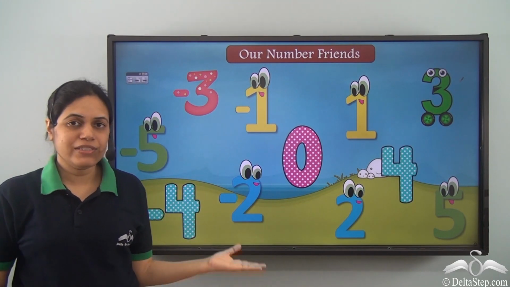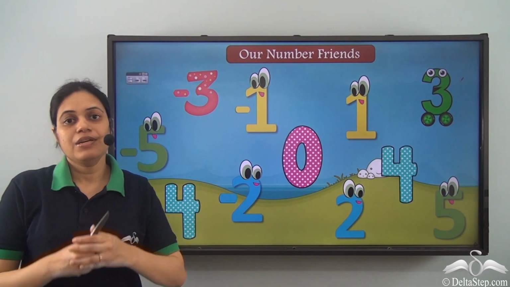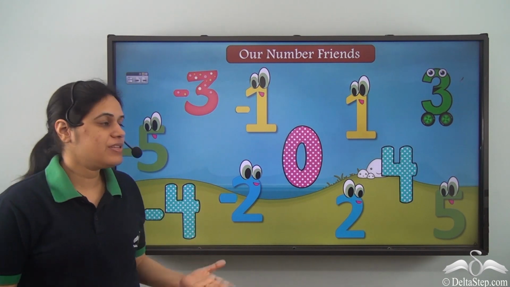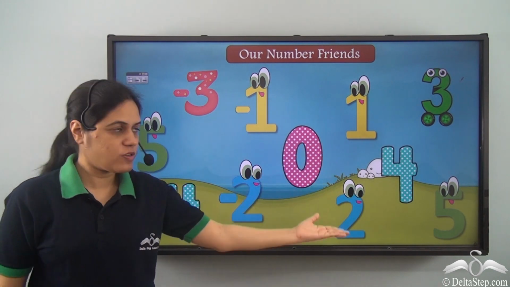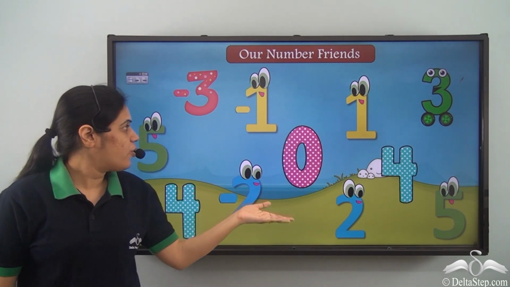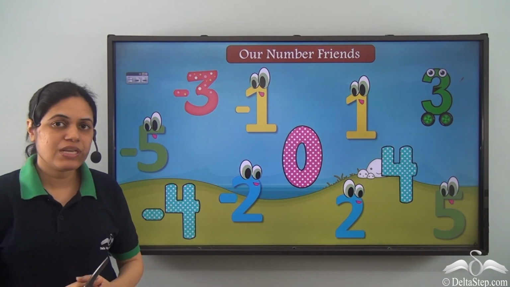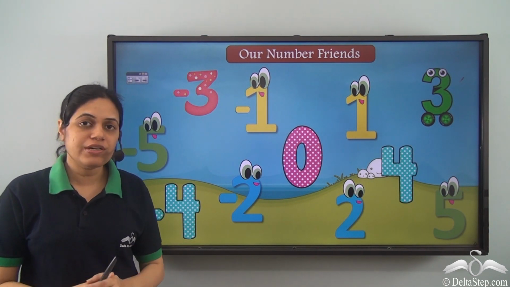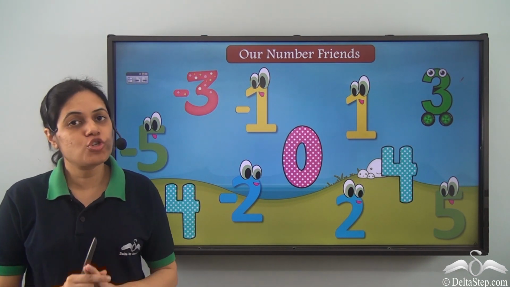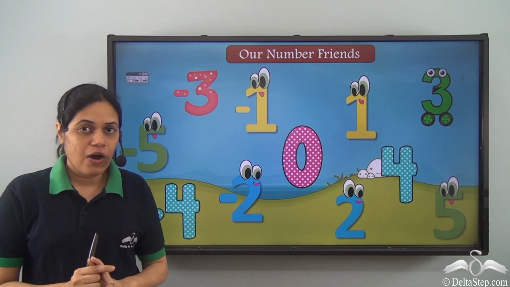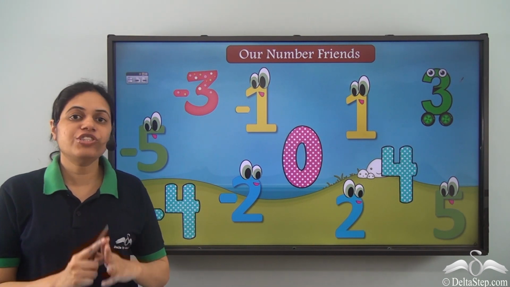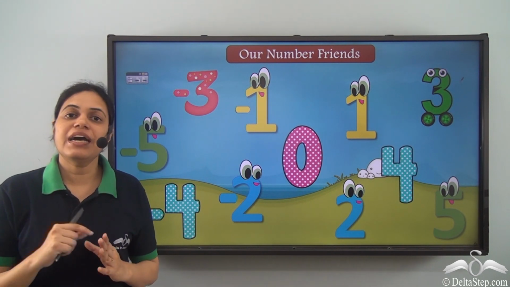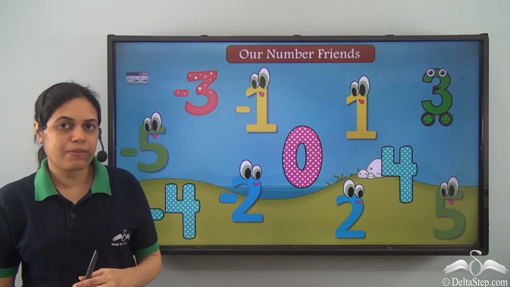We have already learnt about these numbers. We know that these numbers are called integers. Integers include these positive numbers, 0, and these negative numbers. And we have also learned how to compare two integers. Now, in this lecture, we'll learn how we can arrange the different integers in ascending or descending manner.